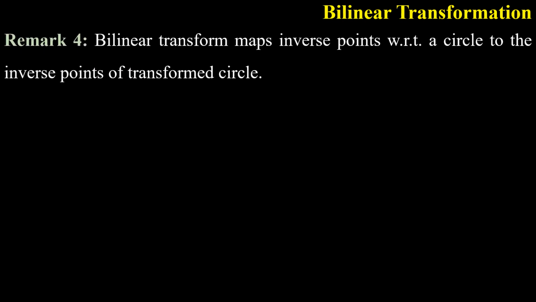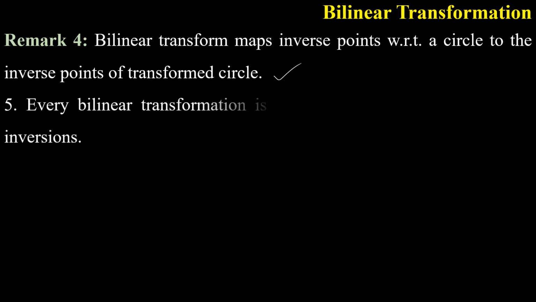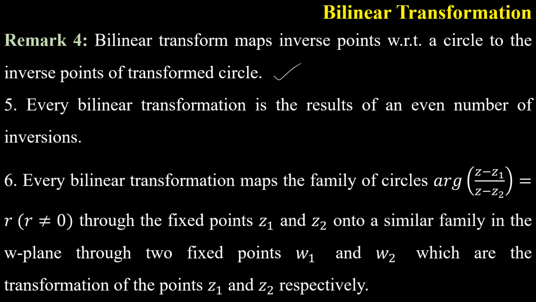So these are the remarks that we can see. The bilinear transformation maps inverse points with respect to a circle to inverse points of the transformed circle, circle to circle. So every bilinear transformation is the result of an even number of inversions. And the last one is what?